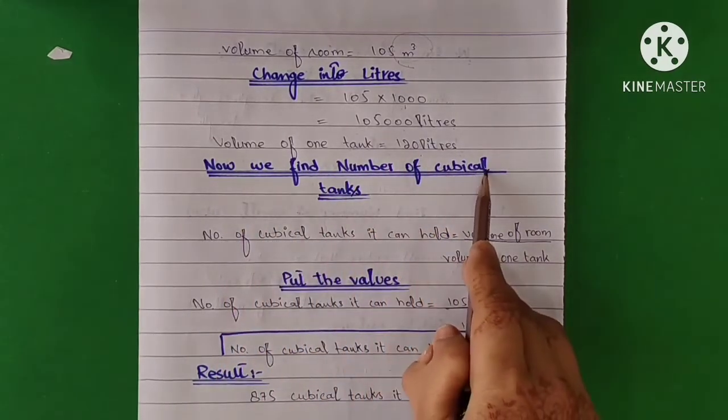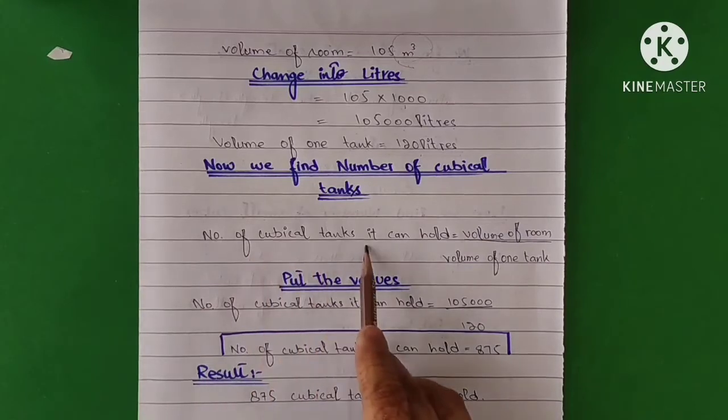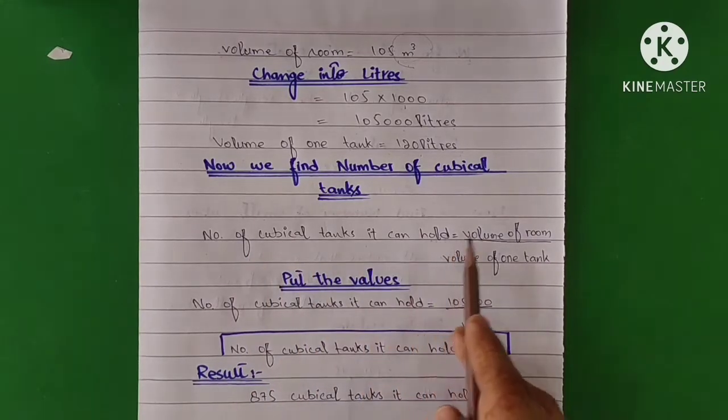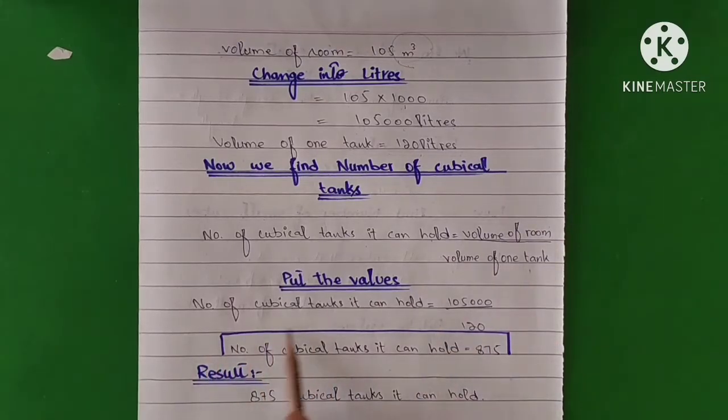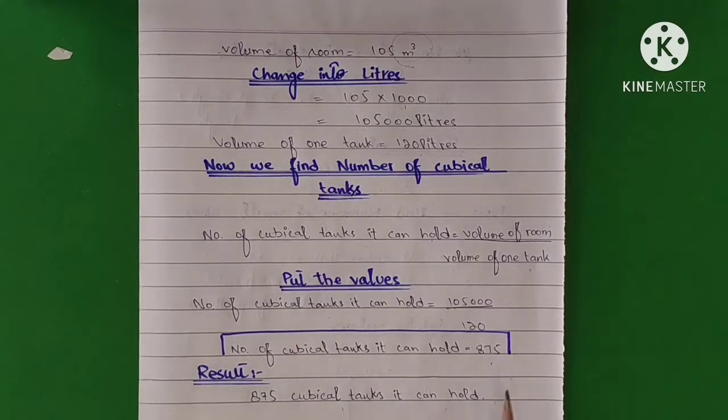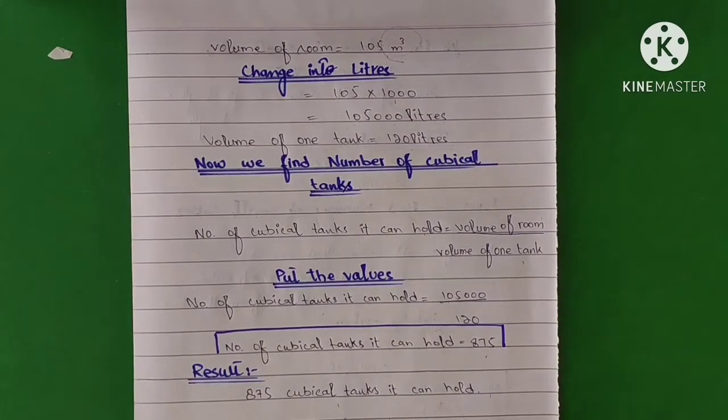Now we find number of cubical tanks. Number of cubical tanks it can hold is equal to volume of room over volume of one tank. So dear students, put the value 1,05,000 over 120. After dividing, we will get 875. So number of cubical tanks it can hold is 875. This is the result. 875 cubical tanks it can hold. This is the answer of question number 7.